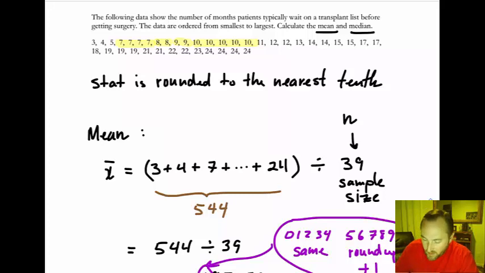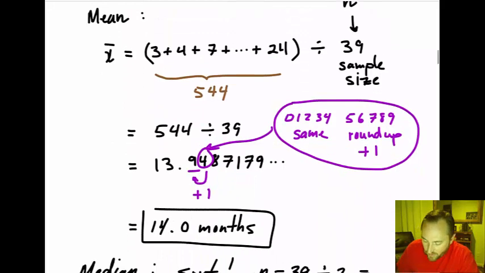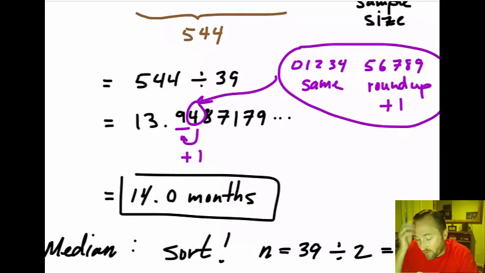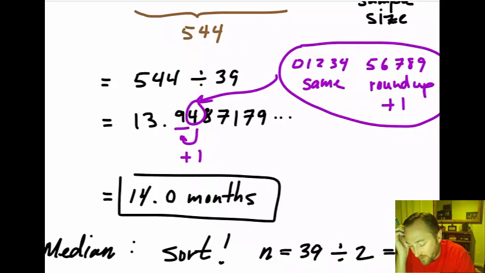I wanted to point out here, in discussing those rules of rounding, that if you take 544 divided by 39, you're going to get this repeating decimal. We don't want that. Usually the question is, do I even round it? In a case like this, you definitely want to, because you can't write down that whole number.